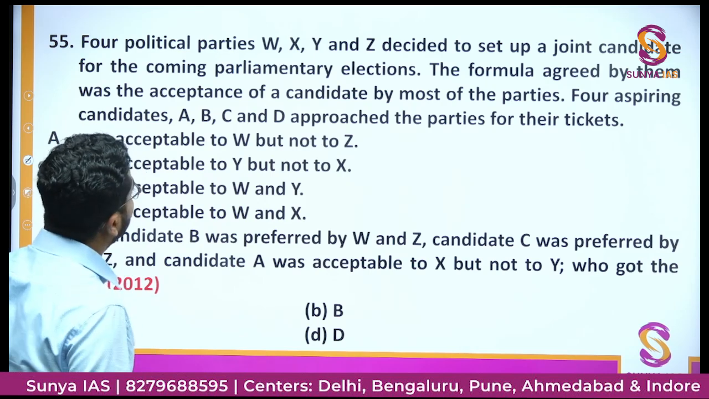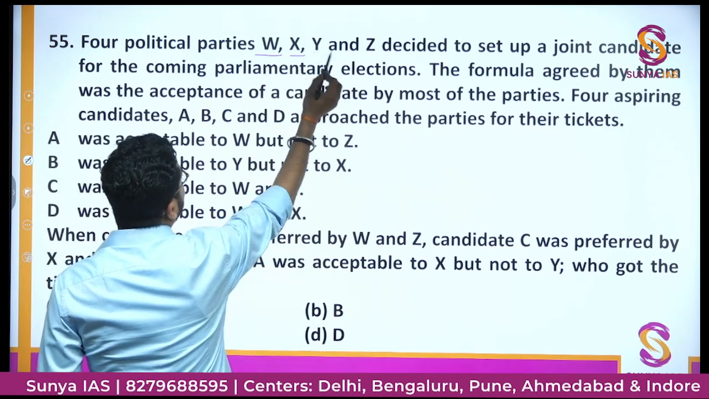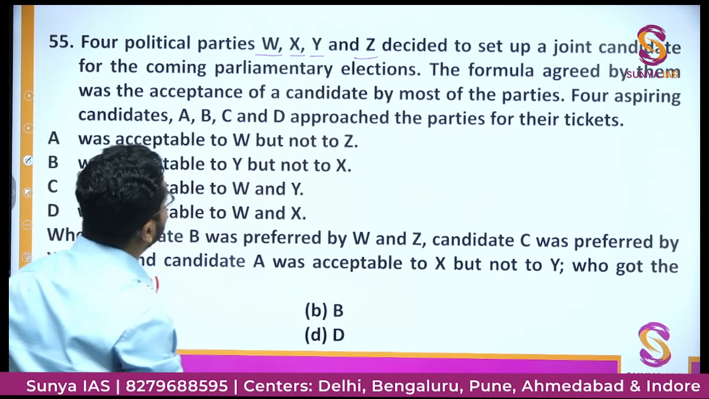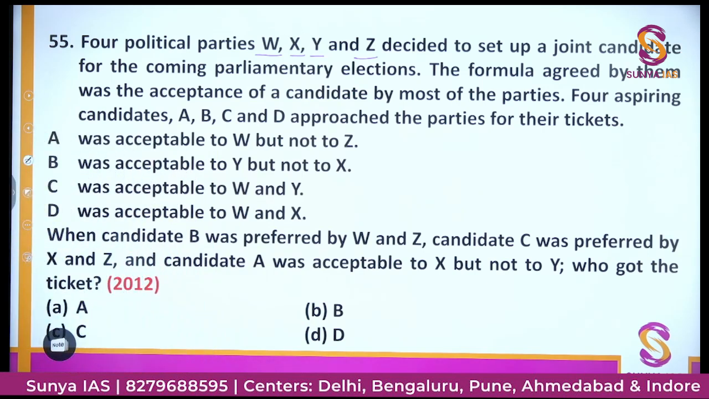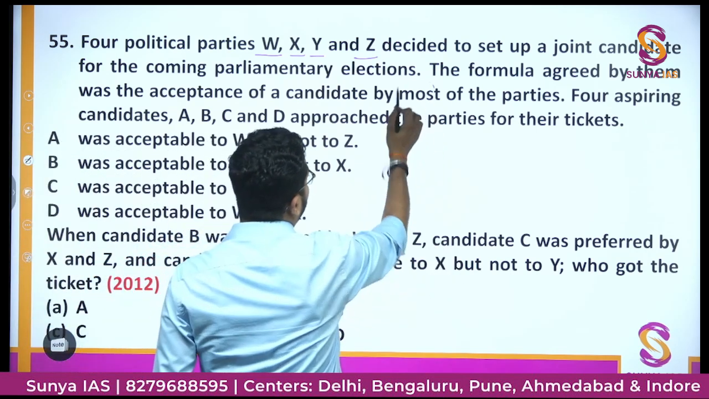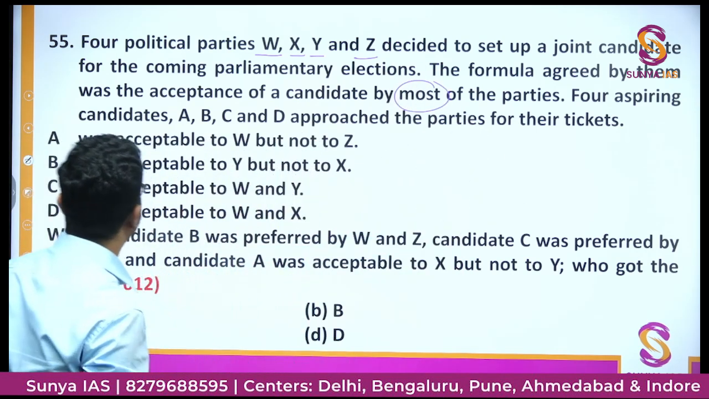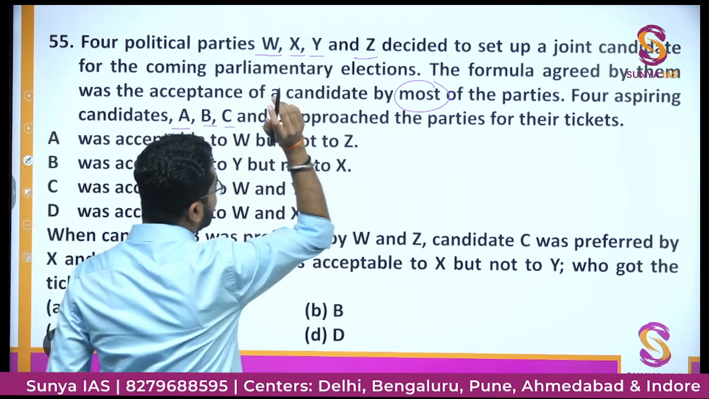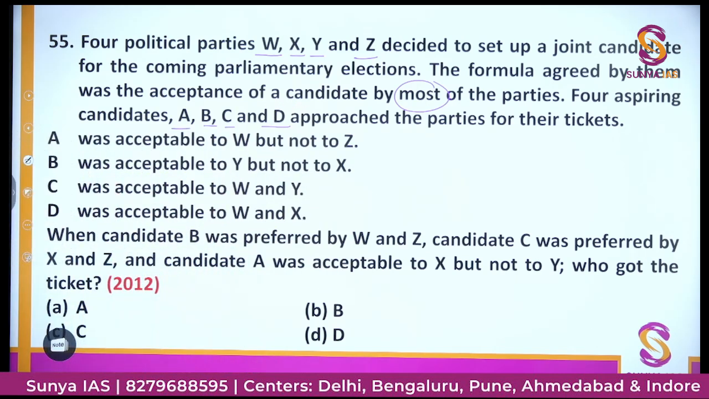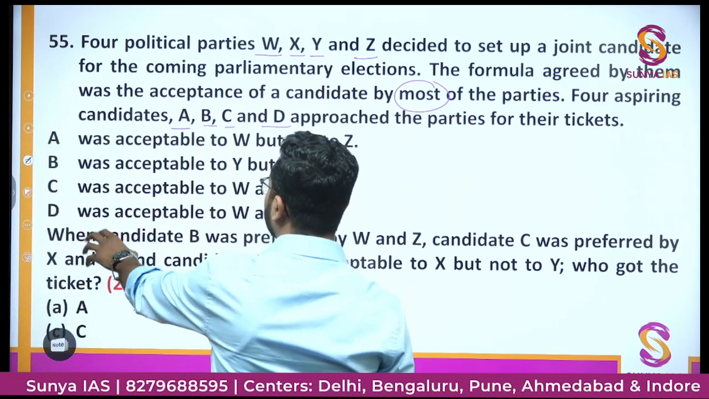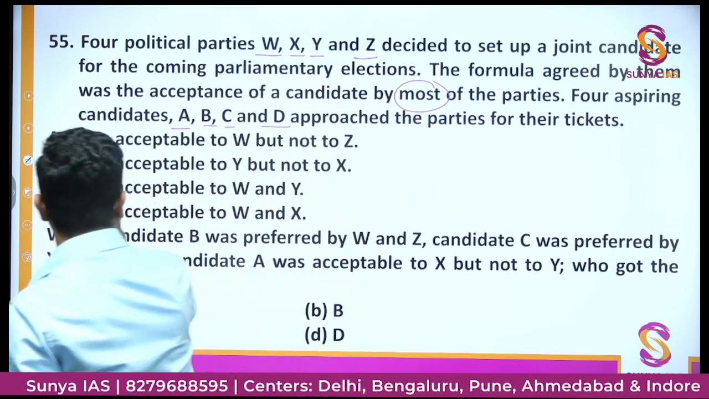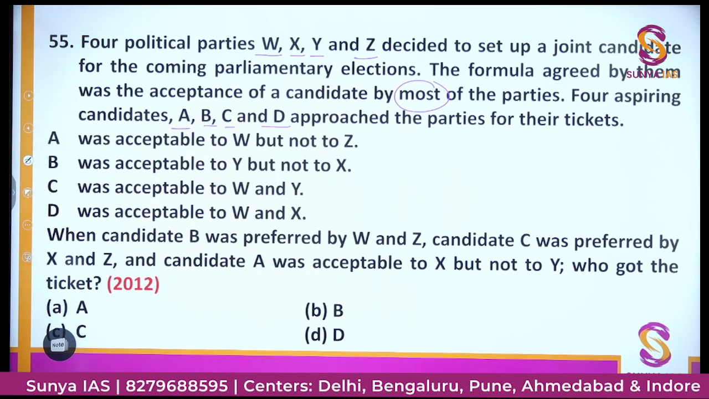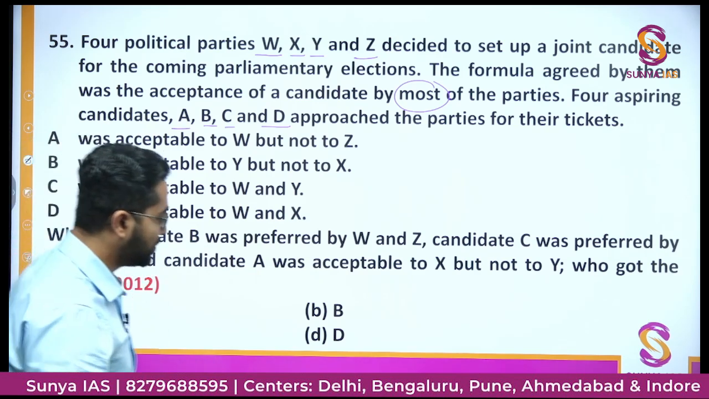So 4 political parties, W, X, Y and Z, decided to set up a joint candidate for the coming parliamentary elections. The formula agreed by them was the acceptance of a candidate by most of the parties. 4 aspiring candidates, A, B, C and D, approached the parties for their tickets. Then A was acceptable to W but not to Z, B was acceptable to Y but not to X, C was acceptable to W and Y. In this condition, when candidate B was preferred, this candidate C was preferred this, and candidate this, so who got the ticket?